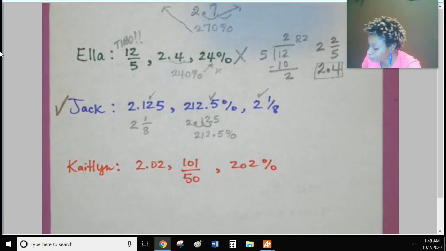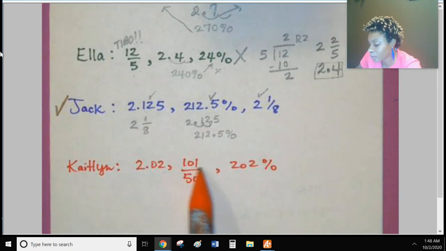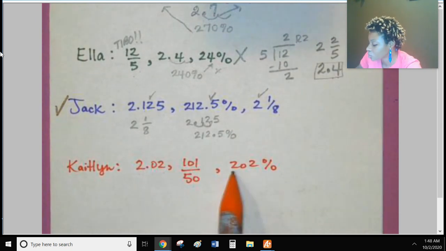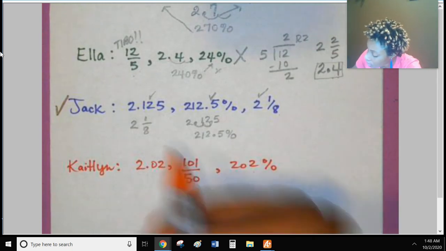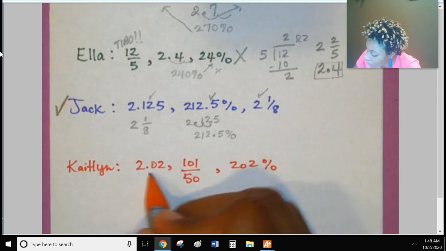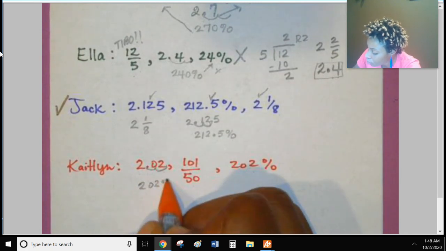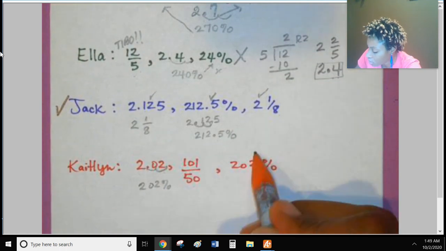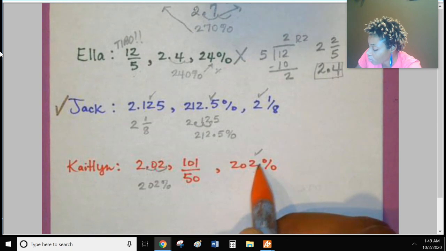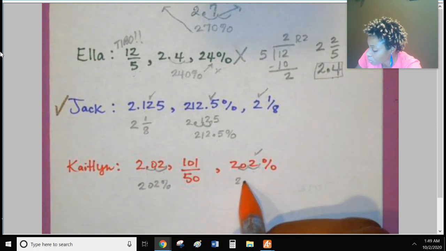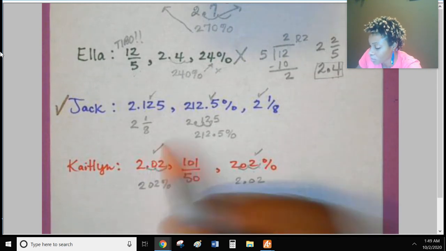Let's look at Caitlin. Caitlin has 2 and 2 hundredths, 101 out of 50, and 202%. So we can go from here to here. If this is my decimal, I would move it 2 places, 1, 2. That would give me 202%. So that checks out. If I wanted to go from my percent to a decimal, I would move 2 places to the left, 1, 2. That would give me 2 and 2 hundredths, which is the same as this. So these two check out.